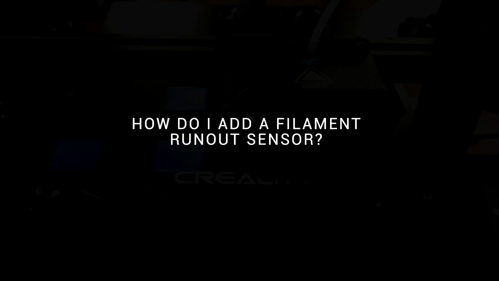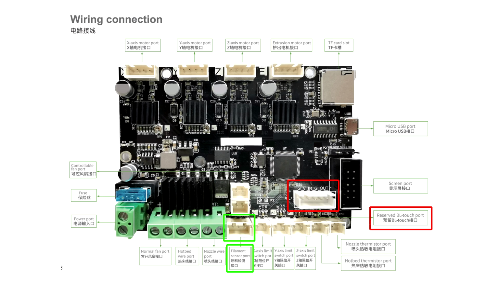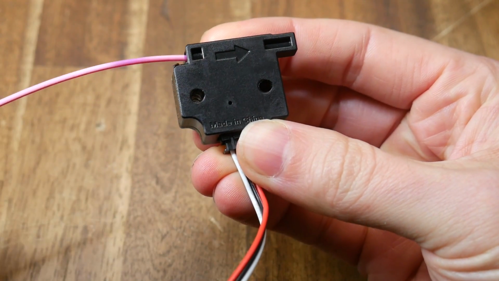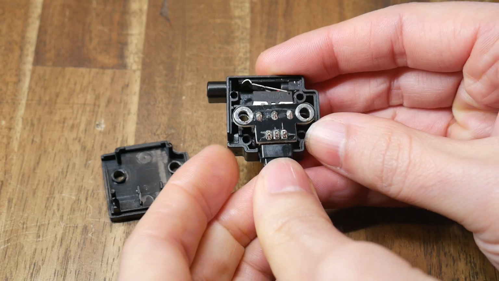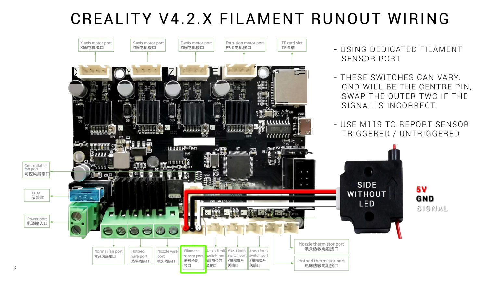BLtouch done, but how do we add a filament runout sensor? This one's easy because the new mainboard has a dedicated port. That makes it plug and play for one of these common 3-pin filament runout sensors, which are actually just a micro switch inside a plastic housing. We plug it in as shown in this diagram.